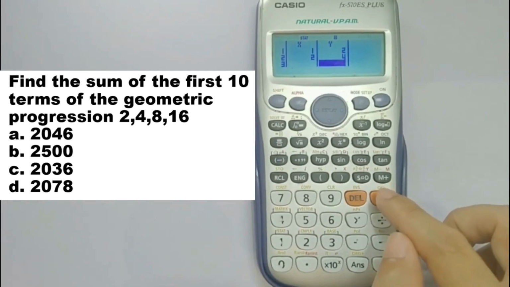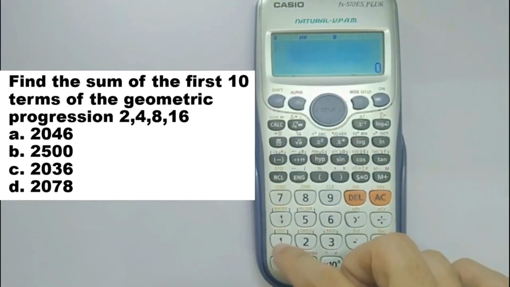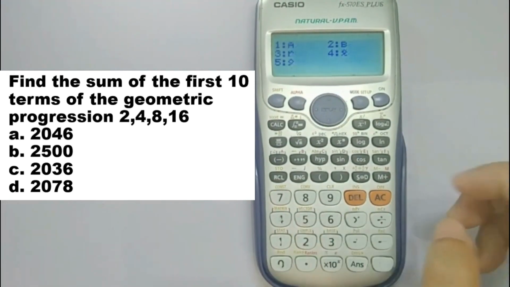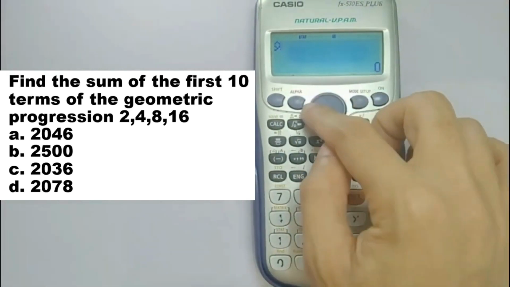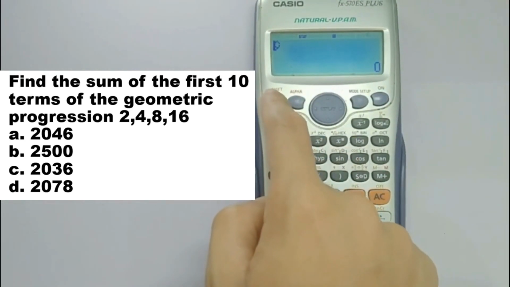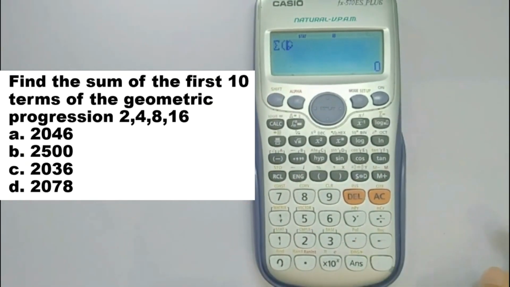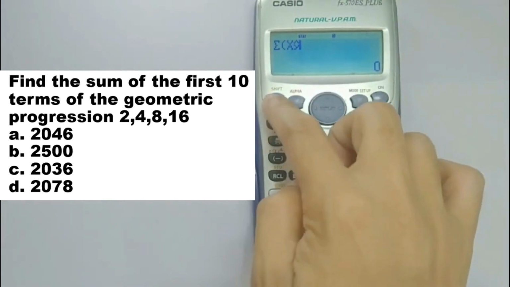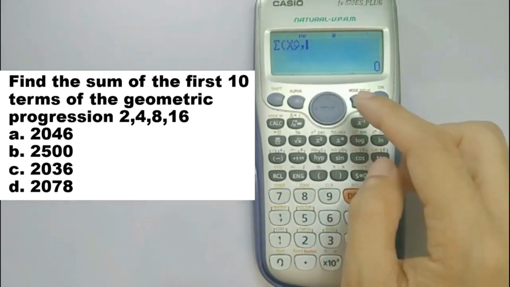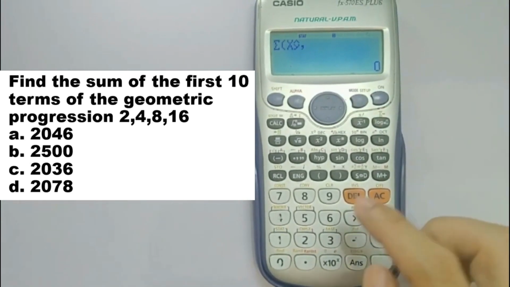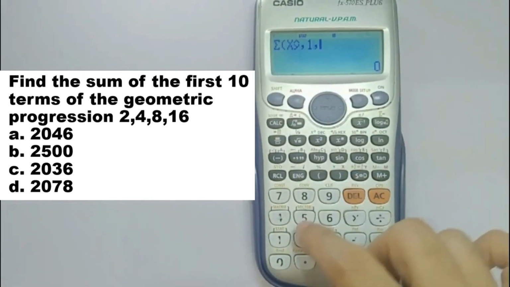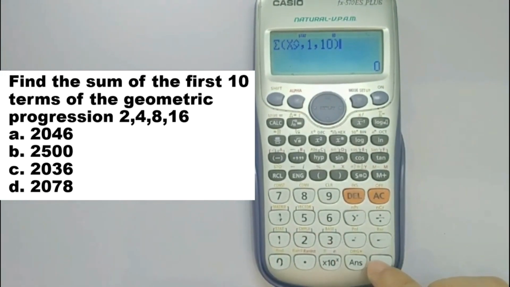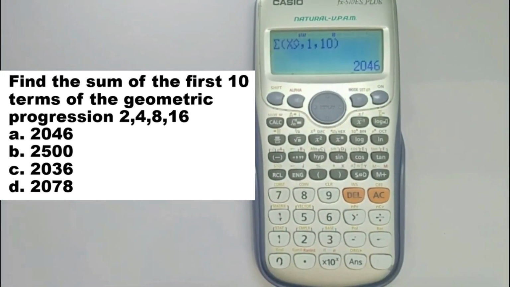So you have here AC, then, shift, stat. Regression tayo guys. So, that is y hat. Yung ilalagay natin is summation. So, sum ito. Shift, that is logarithm. Summation of, dito nakalagay, you have here x, then, comma. Shift, comma tayo. Then, first 10 term, from first term to 10th term. Parenthesis, then, equals. That is 2046. So, that is our sum of this geometric progression.